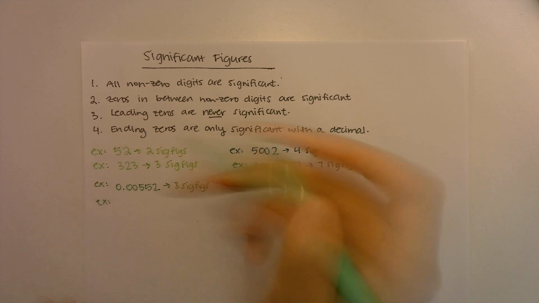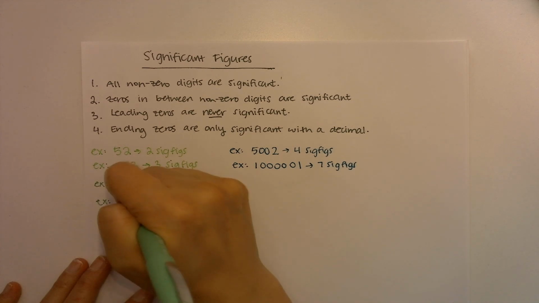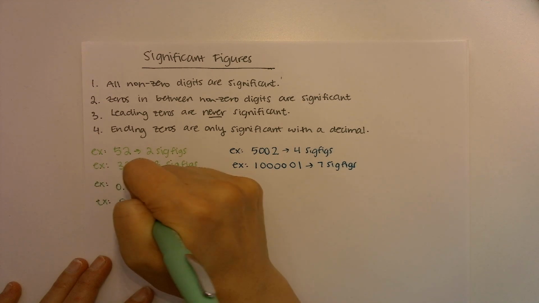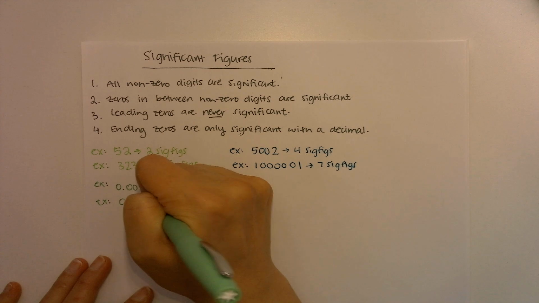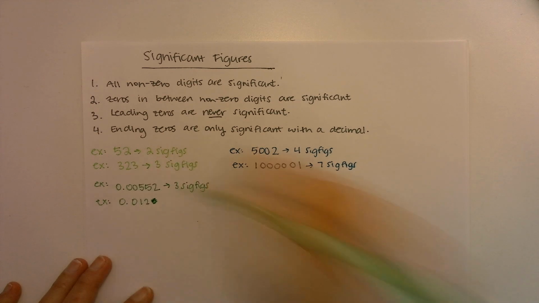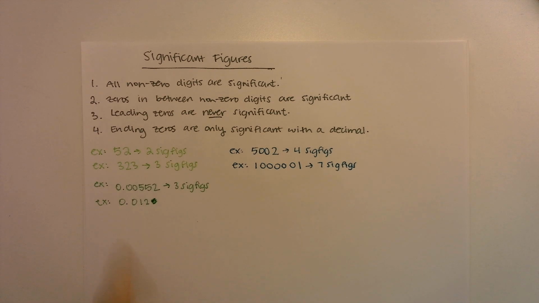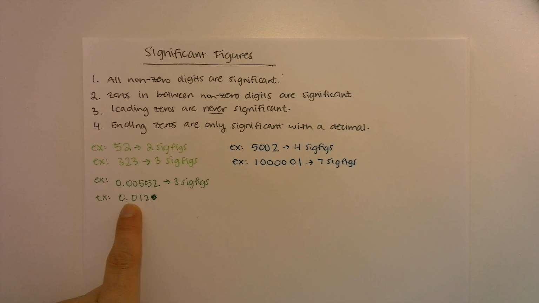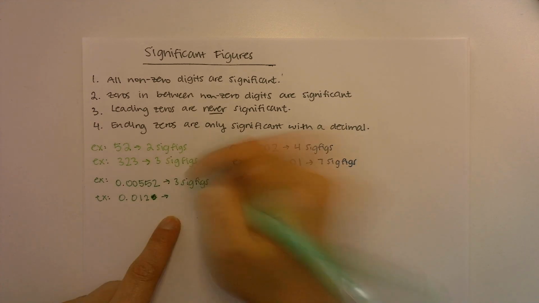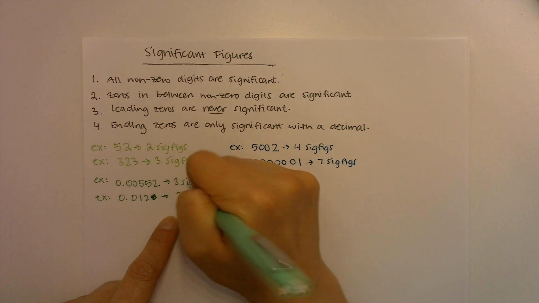Another example can be 0.012. Again, these two zeros do not count, they are not significant, so only the 1 and the 2 are significant. So in this example we have 2 sig figs.